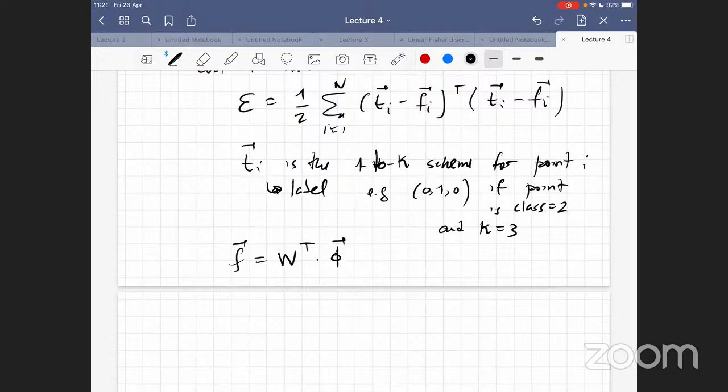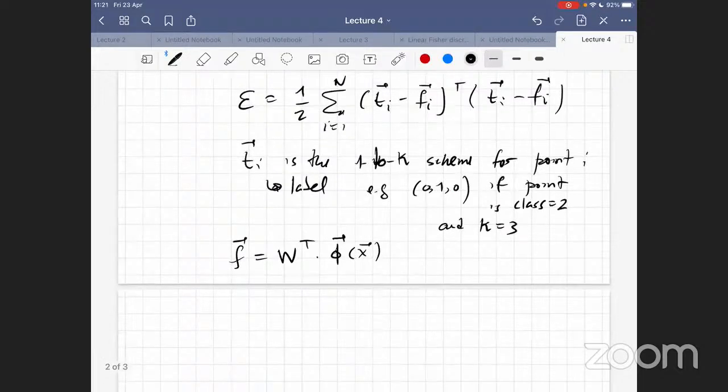and the feature vector. So remember, f has dimension k times 1, because W has dimension d plus 1 times k, and phi has dimension d plus 1 times 1. Okay.